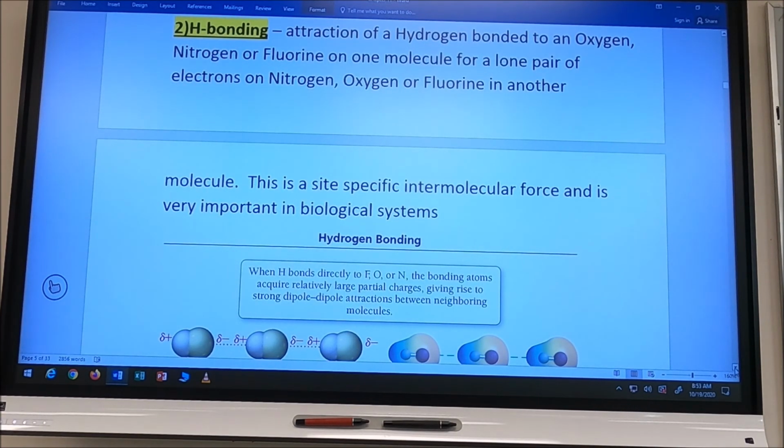Our second type of intermolecular force is hydrogen bonding. Hydrogen bonding is the attraction of a hydrogen that's bonded to an oxygen, nitrogen, or fluorine on one molecule for a lone pair of electrons on a nitrogen, oxygen, or fluorine of another molecule. This is a very site-specific intermolecular force and is very important biologically speaking.